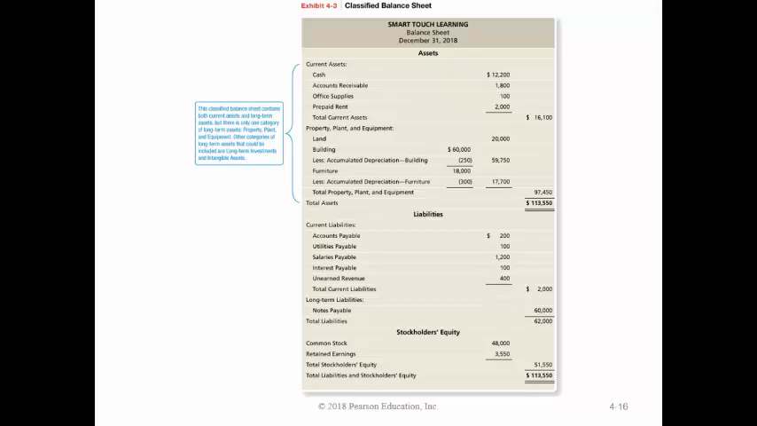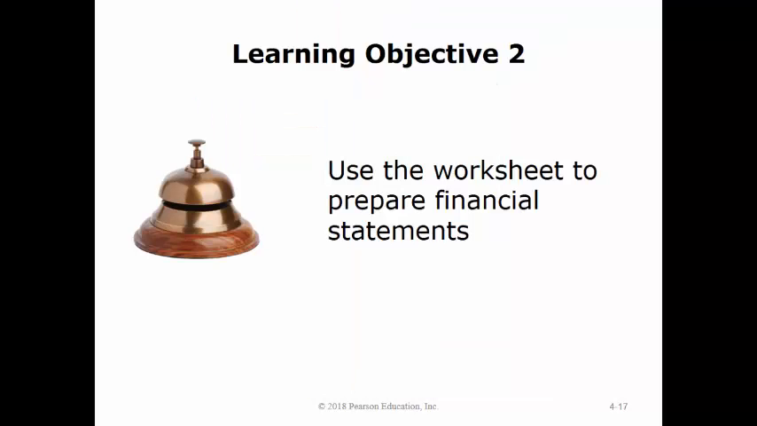The balance sheet in Exhibit 4.3 is being presented in the report form, which lists the assets at the top and liabilities and stockholders' equity below. The report form is more popular in practice than the account form shown in Exhibit 4.2. In the second section, we will use the worksheet to prepare financial statements.